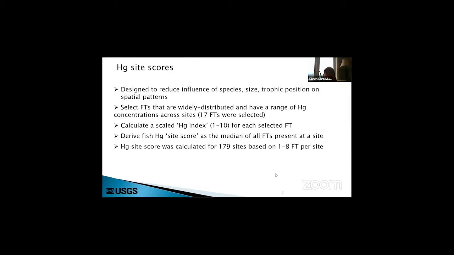And we calculated a mercury index scaled from 1 to 10 for each of these selected taxa across the sites. Then we derived a fish mercury site score. In other words, we ranked the mercury concentration and then scaled it from 1 to 10 for each taxon. Then we derived this fish mercury site score as the median for all the functional taxa that were present at a particular site. And so basically in the long run, we calculated a site score for 170 sites based on anything from 1 to 8 functional taxa per site.